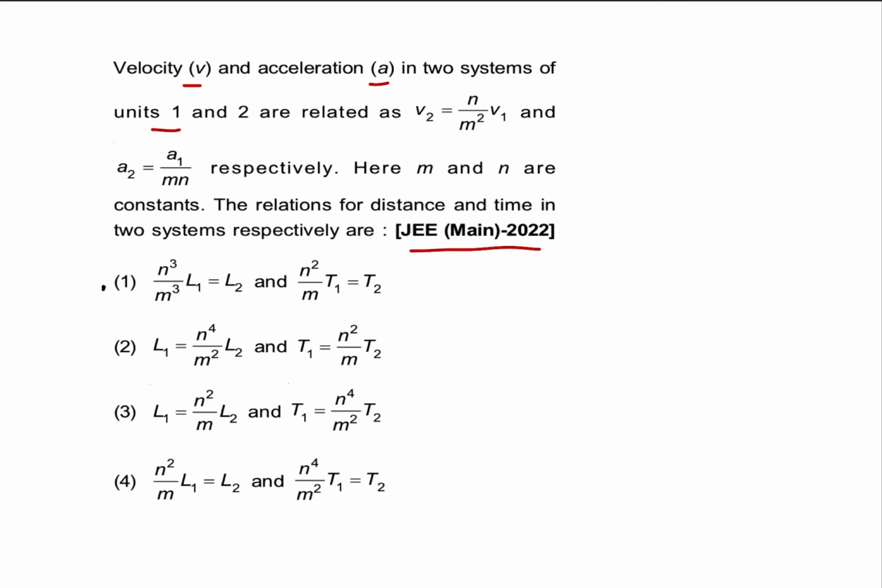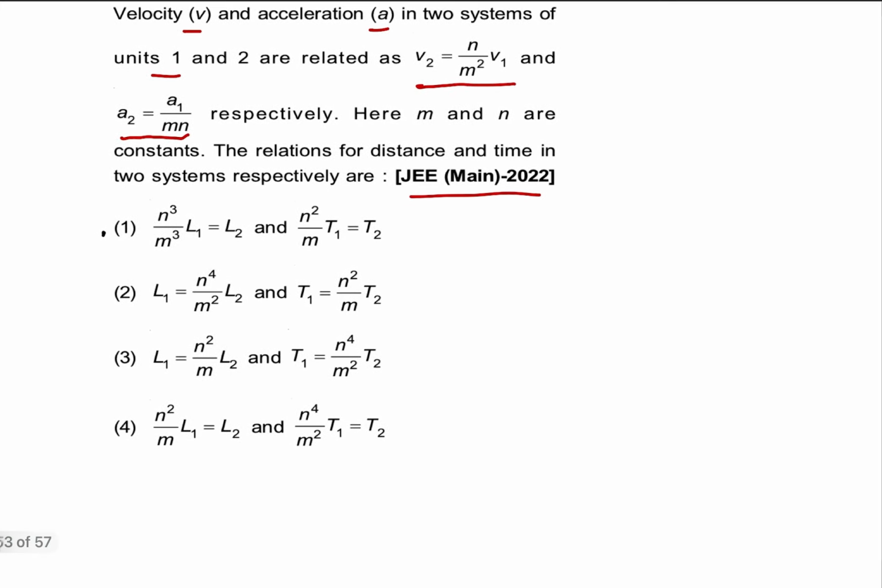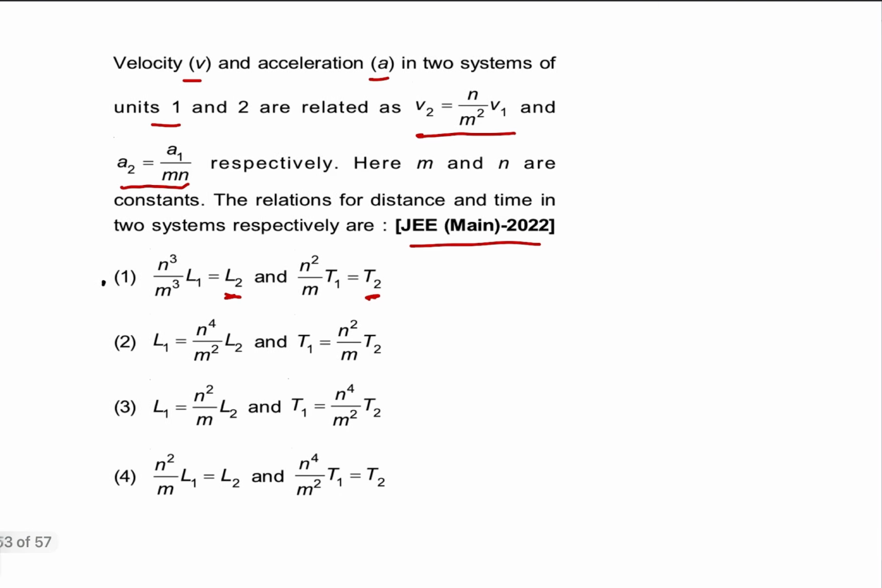As per the question, velocity V and acceleration A in two systems of units 1 and 2 are related as V2 is equal to n by m square V1 and A2 is equal to A1 by Mn respectively. Here m and n are constants. The relations for the distance and time in the two systems respectively: you need to calculate the length and the time in the second system.